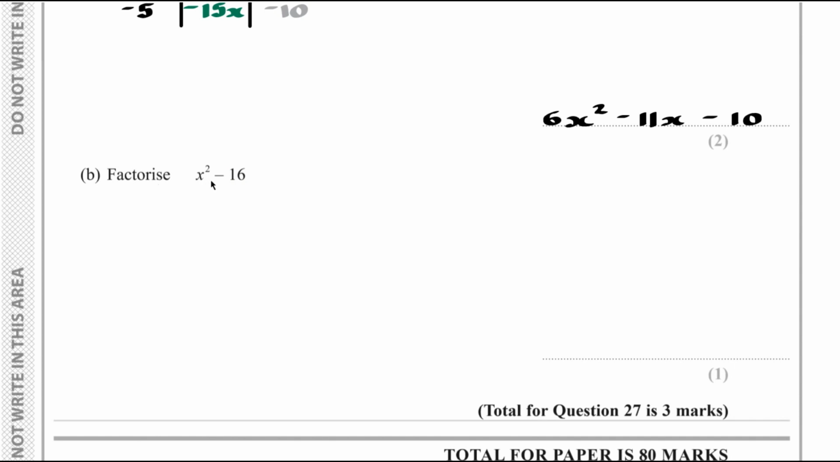Part B, factorise x squared subtract 16. That's the difference of two squares. We can write that as x plus 4 multiplied by x minus 4.